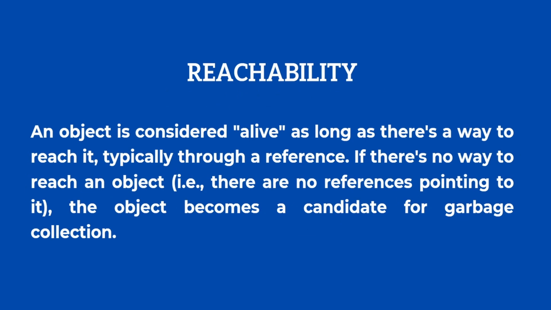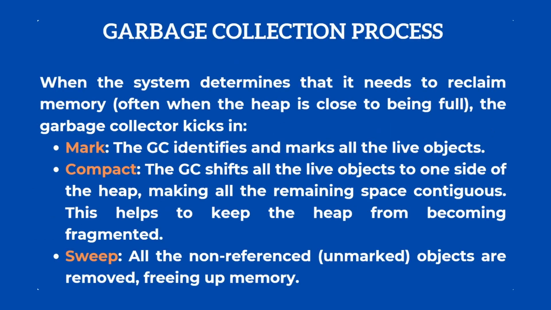An object is considered alive as long as there is a way to reach it, typically through a reference. If there is no way to reach an object, it becomes a candidate for garbage collection. How does the garbage collection process work? It has three main stages: mark, compact, and sweep.